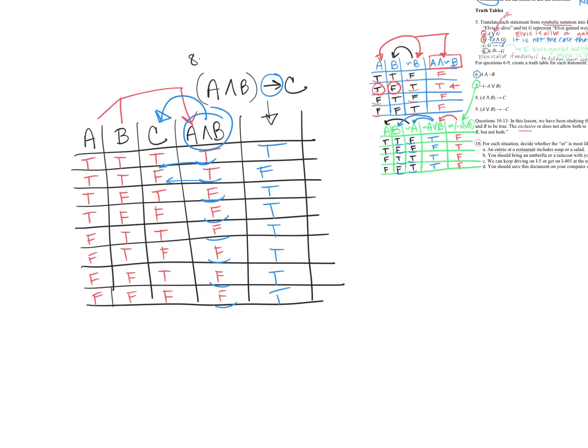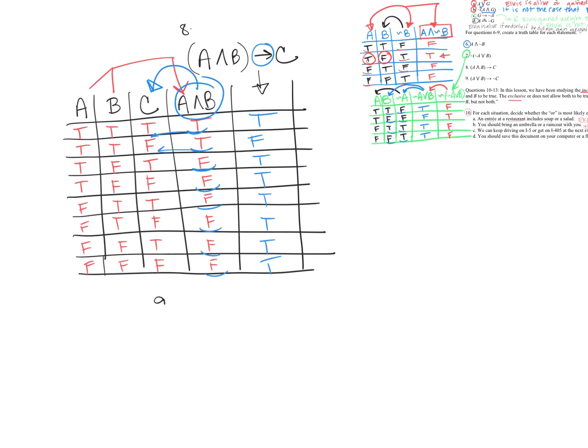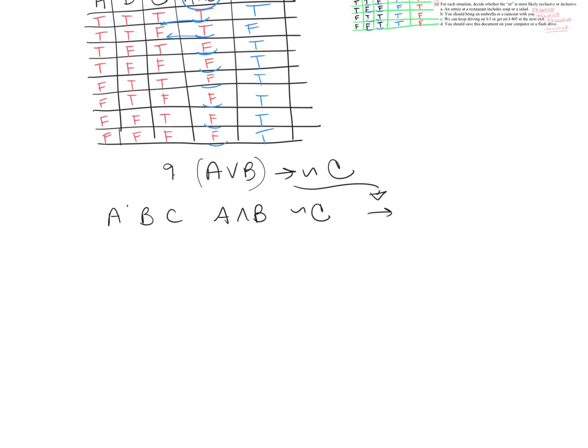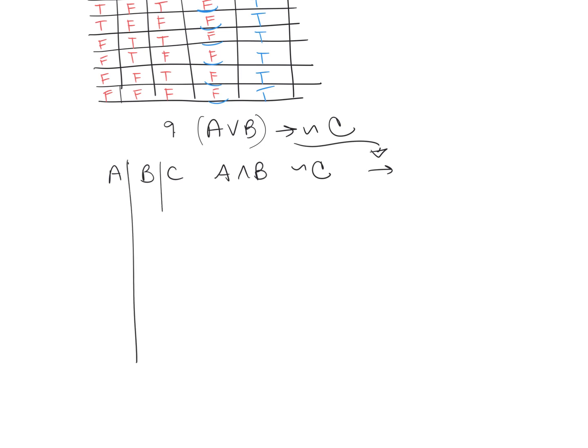So for question number 9, we want A or B, implying the negation of C. So similar setup: A, B, C, A or B. We need the negation of C this time. Then we could put the conditional in there. So this will also have to have 8 rows.